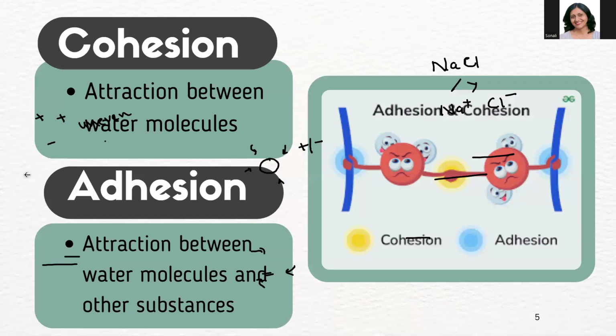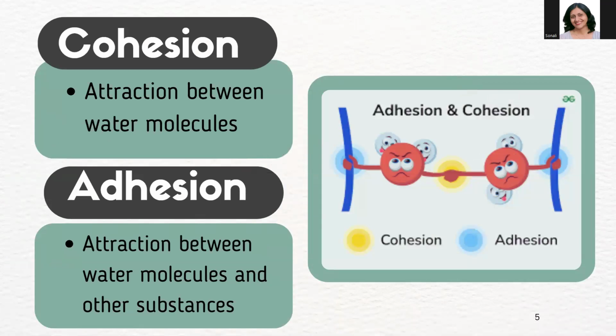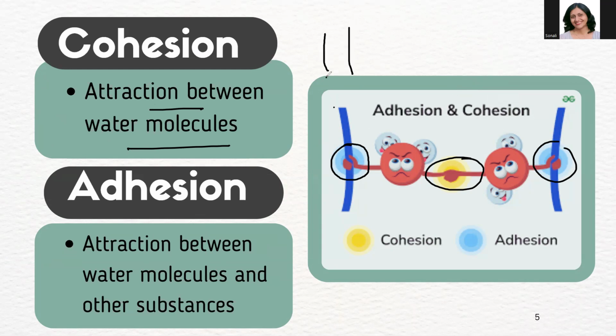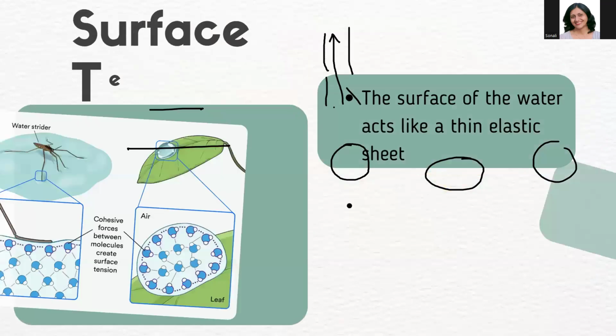So then the next property is cohesion and adhesion. Cohesion is the attraction between water molecules, and adhesion is the attraction between water molecules and other substances. This is the property with the help of which water rises in the stem of the plants. That is how plants get water from the soil, because of this attractive force only. And this leads to surface tension as well.